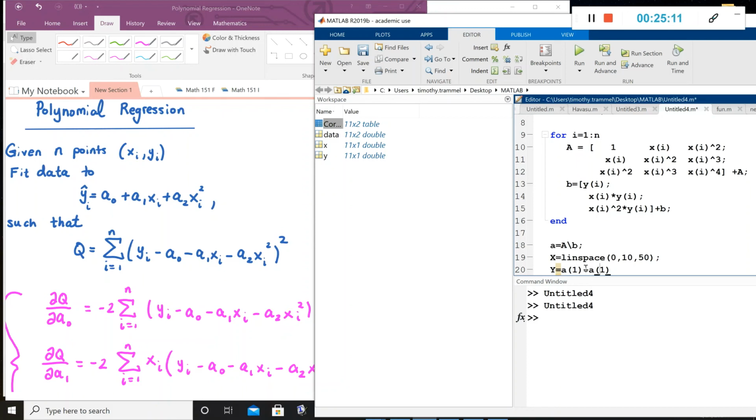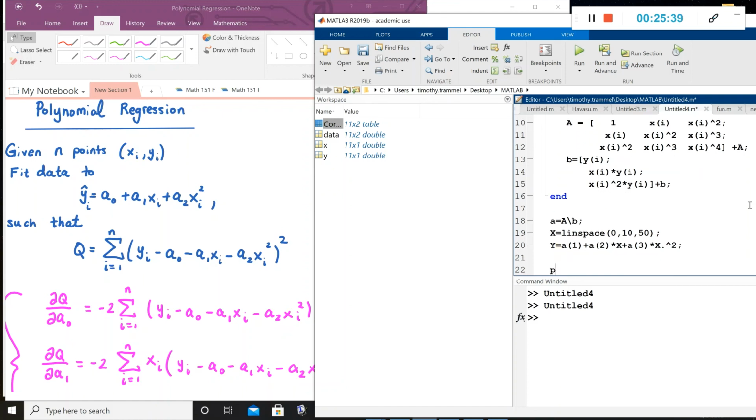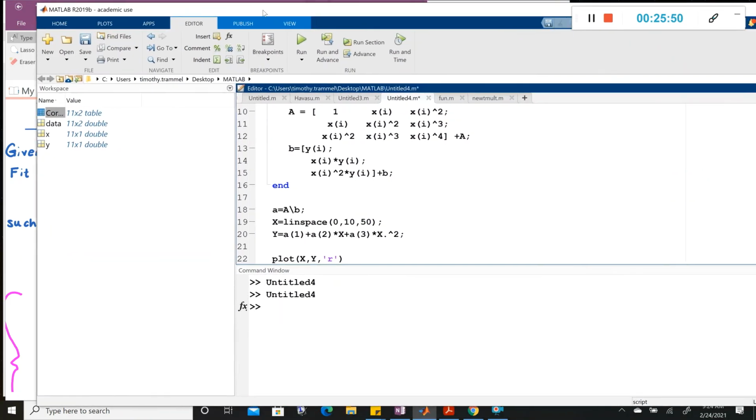So this should actually be a of 1, plus a of 2, which will multiply by x, plus a of 3, which will multiply by x squared. And we're plugging in a vector here, so I should put the little dot in front of this caret. All right, and let's suppress this as well. And we are just going to plot big X, big Y, and let's go with red. So hopefully this looks like it fits our data decently after we hit run.